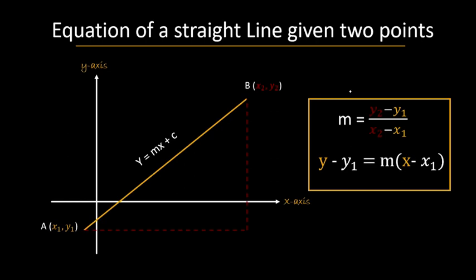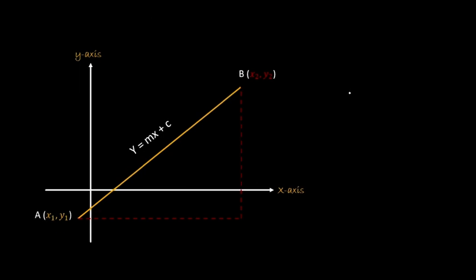In today's video, we want to look at how to calculate the equation of a straight line given 2 points. Alright, so let's look at the diagram we have over here. So we have a straight line having the first point A with the coordinate x1, y1, and then the second point B with the coordinate x2, y2.